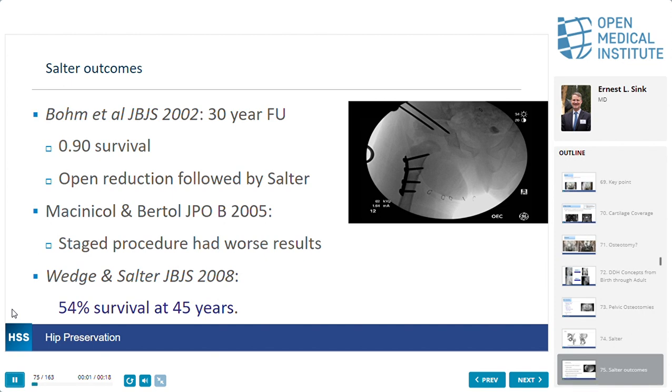Outcomes are very good. 54% survival. Well, these are 45-year-olds with osteoarthritis. So if you have a baby hip that needs an open reduction, the chance of that hip lasting past your 40s is about 50%. Okay.